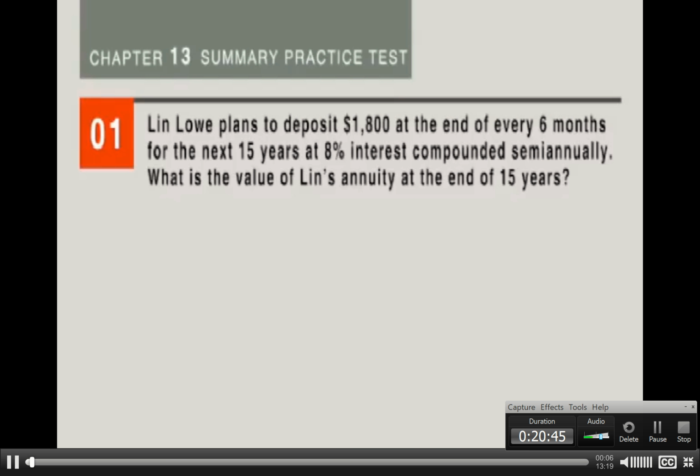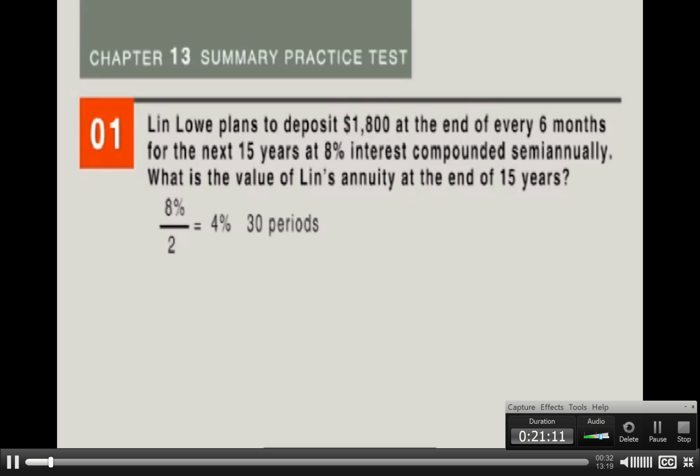Welcome back. We're in the summary practice test to chapter 13, so here we go. In number 1, Lynn puts in $1,800 at the end of every 6 months for the next 15 years, 8% interest compounded semi. What's the value of Lynn's annuity? Okay, so she's putting it at the end, which tells me that it's an ordinary annuity. We're looking to the future. So in other words here, we're talking 8% semi would be 4%. We're talking twice a year, 15 years would be what, 30 periods?